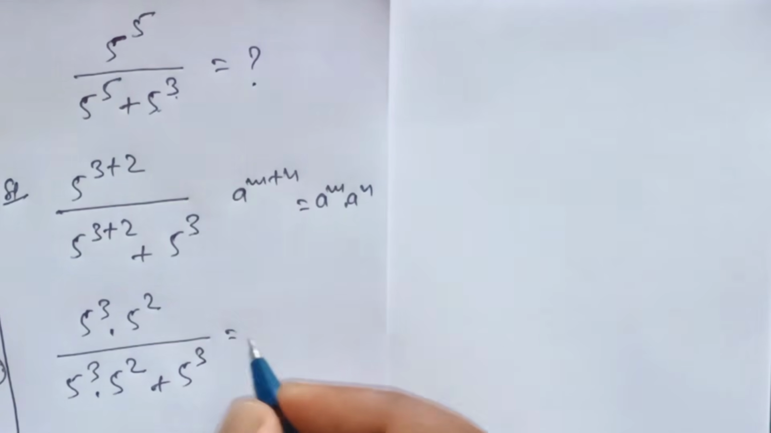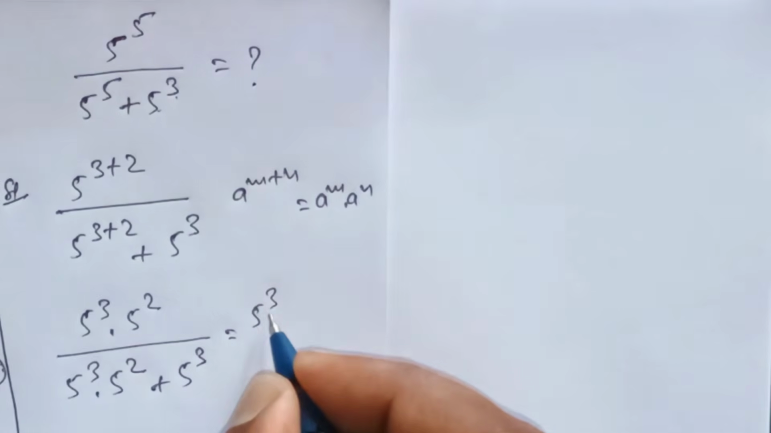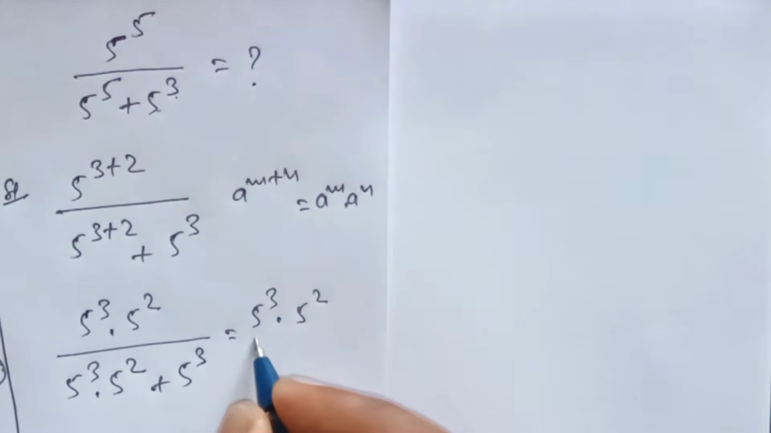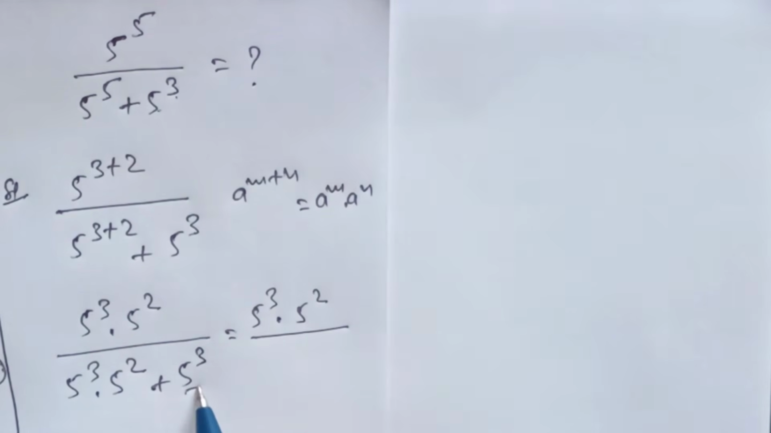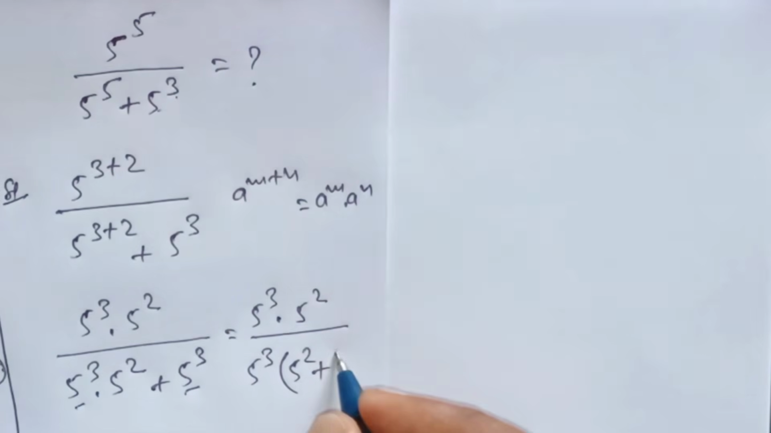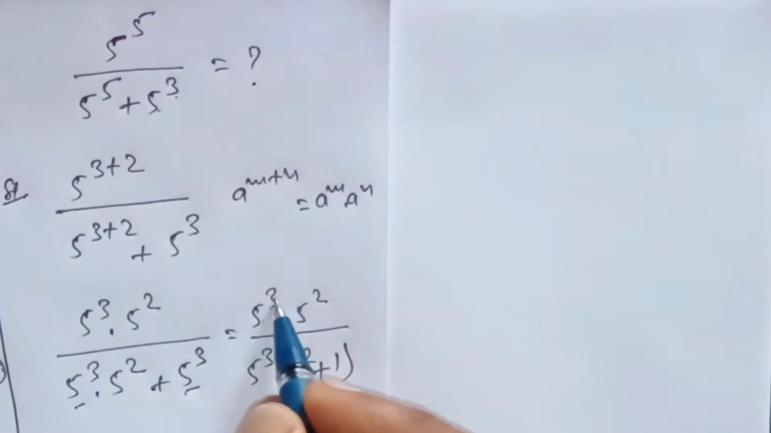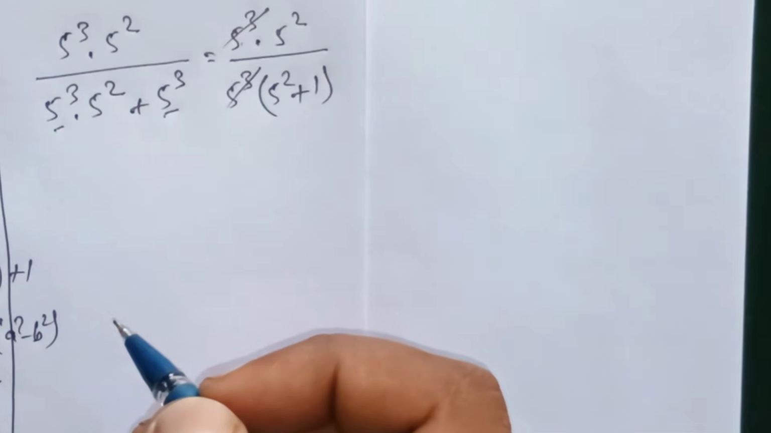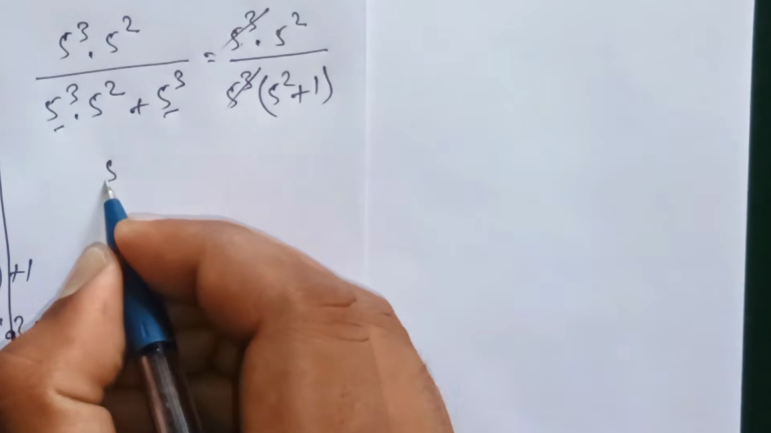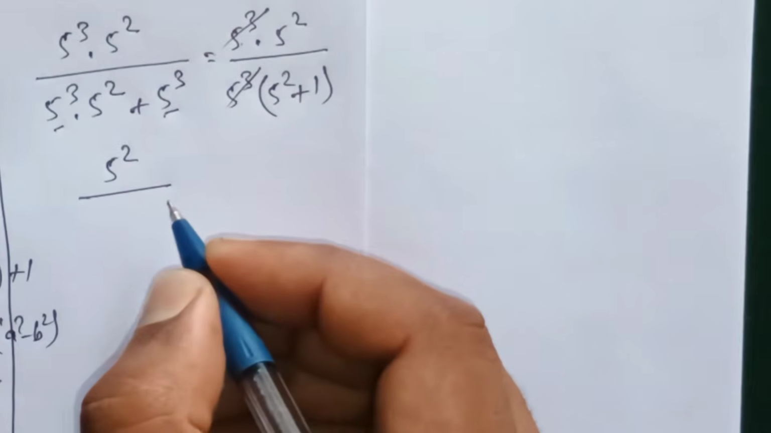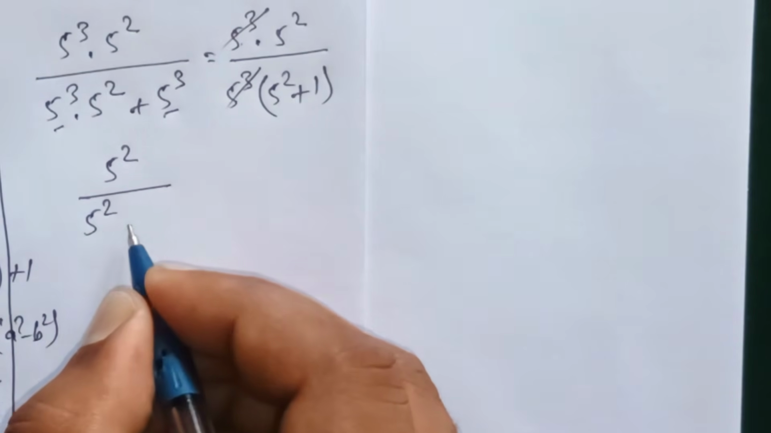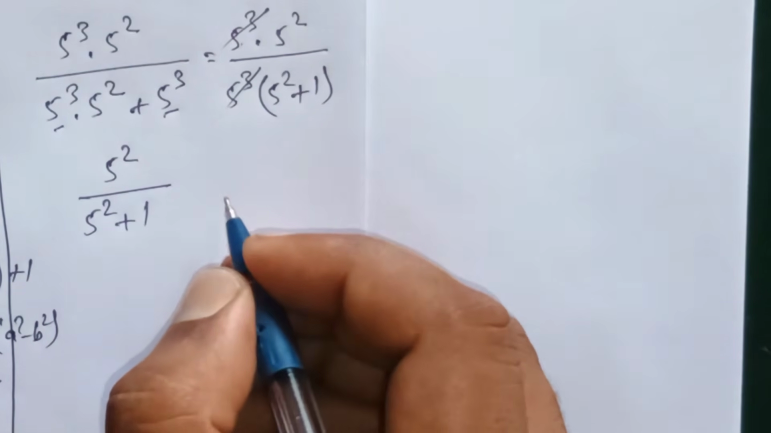After that, 5 power 3 into 5 power 2 divided by, here 5 power 3, 5 power 3, take common. 5 power 3, here left it 5 power 2 plus here left it 1. 5 power 3, 5 power 3 cancel. Left it 5 power 2 divided by 5 power 2 plus 1.